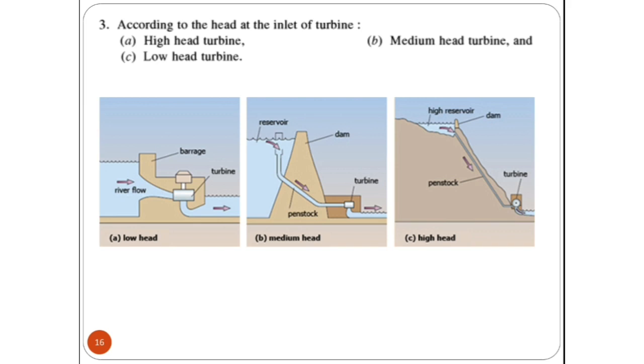Moving on to another classification, based on the head available at the inlet of the turbine. They are classified as high head turbine, medium head turbine, and low head turbine. For the high head turbine, you can see the head is very high in figure C. The example is the Pelton wheel turbine, where high head is required. The second one is the medium head turbine, which is the Francis turbine, where the head is medium. The low head turbine is the Kaplan turbine. These are the examples for the respective turbines.